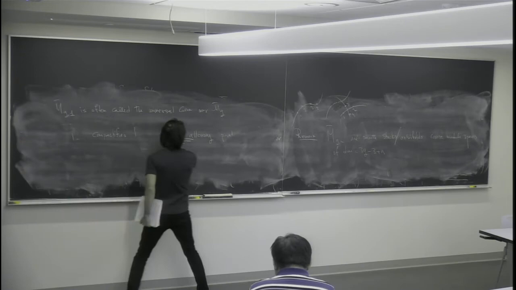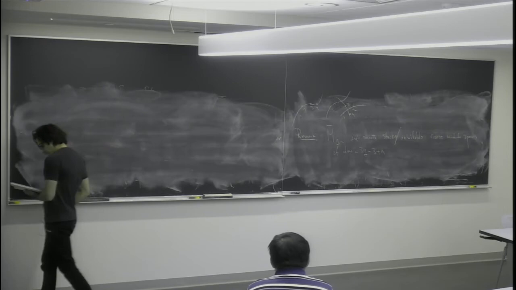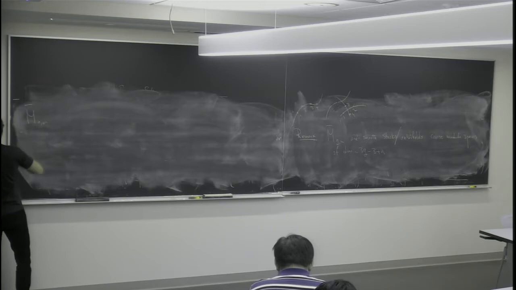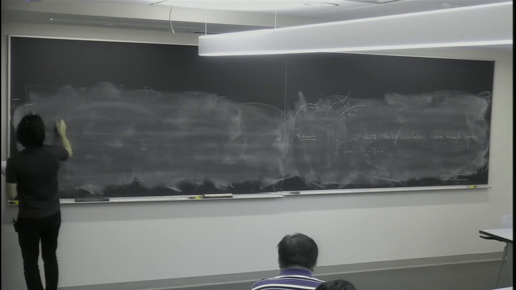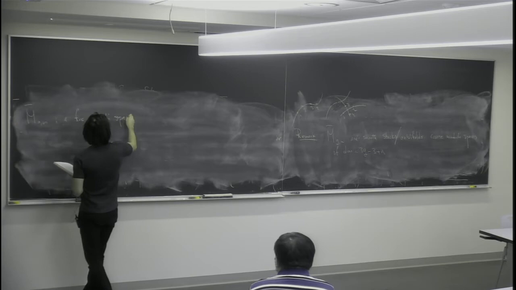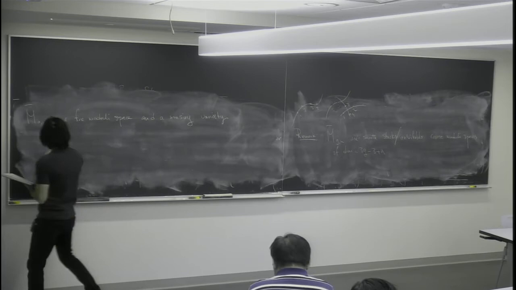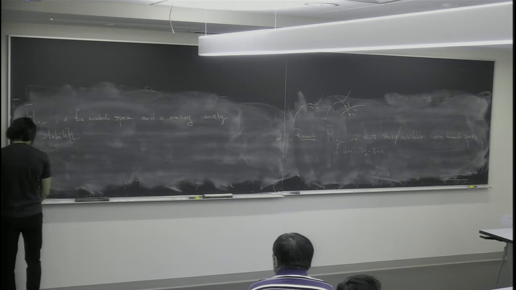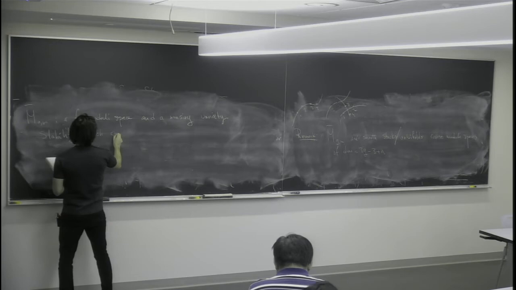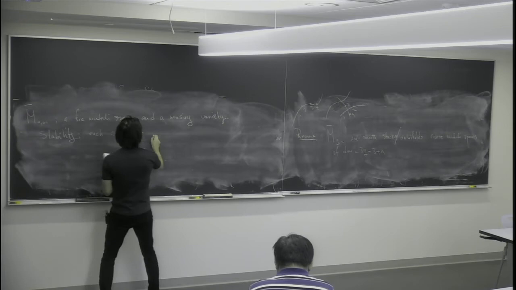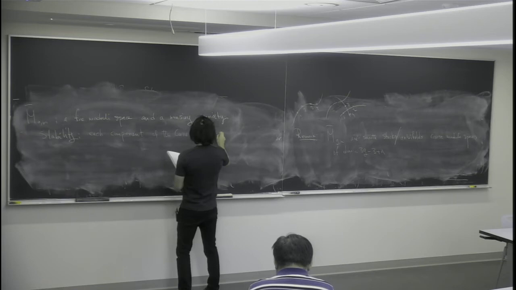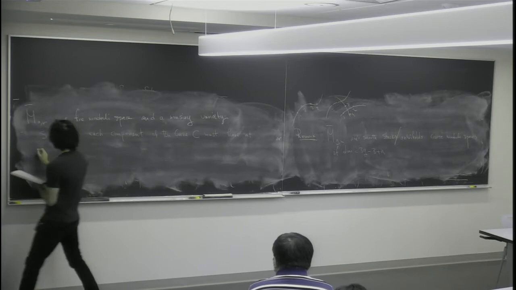So another part of this remark is the following. M bar 0,n, genus 0, rational curves with n mark points, is a fine moduli space and a non-singular variety. Here stability, finiteness of automorphisms, translates as follows. Stability is each component of the curve C must have at least three special points. I call it a special point, and I don't call it a marked point, because that means a node or a marked point.